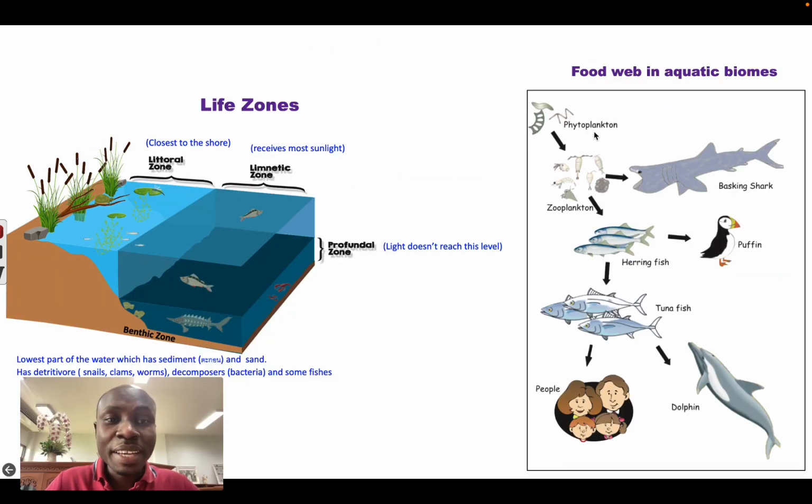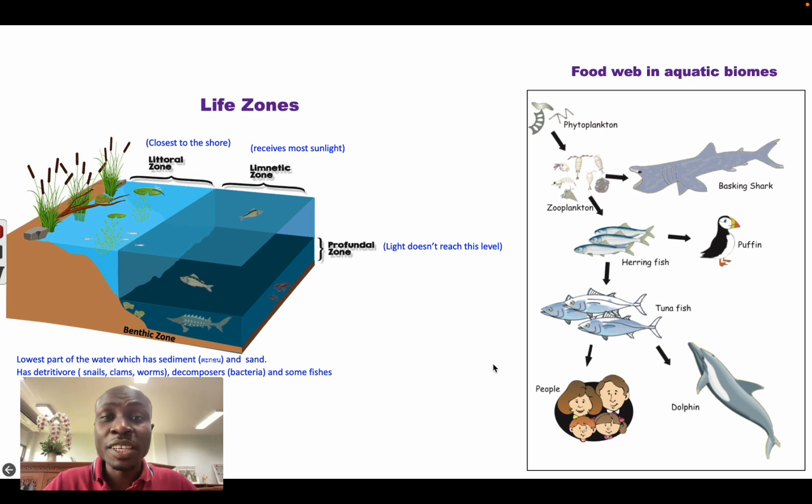So we have phytoplankton. These are plant-like organisms which can do photosynthesis, and an example is algae. They live on top of the water, especially in the littoral zones, and they become food for zooplankton. Zoo means animal-like. They look like animals, which go and eat the phytoplankton, and the zooplankton will become food for bigger organisms like this basking shark. And they can also become food for other types of fish like the herring, which will become food for other bigger organisms and even humans.